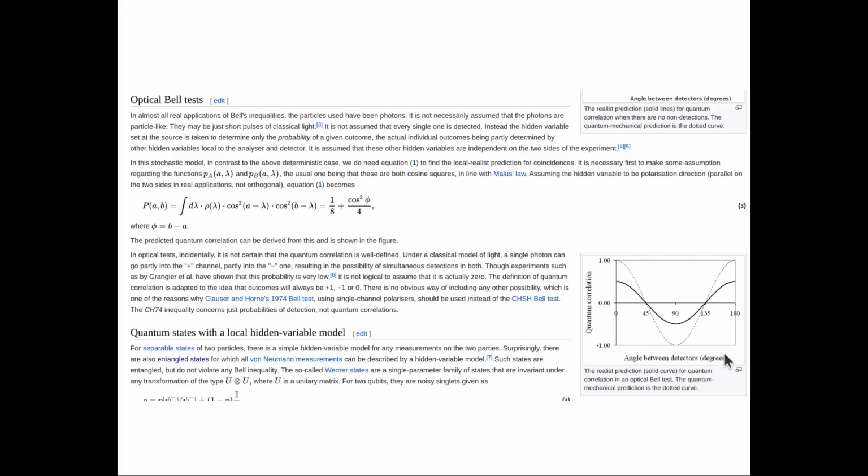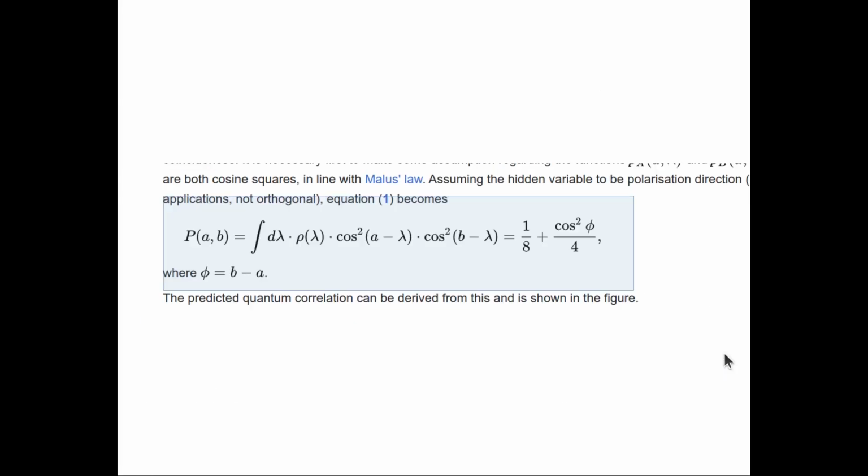Looking down the article, we come to the optical Bell test experiments. We see a probability expression. In this case, we see Malus's law. And we also see cosine squared times cosine squared. Cosine squared is the positive, or +1. So in this case, this is a plus probability.